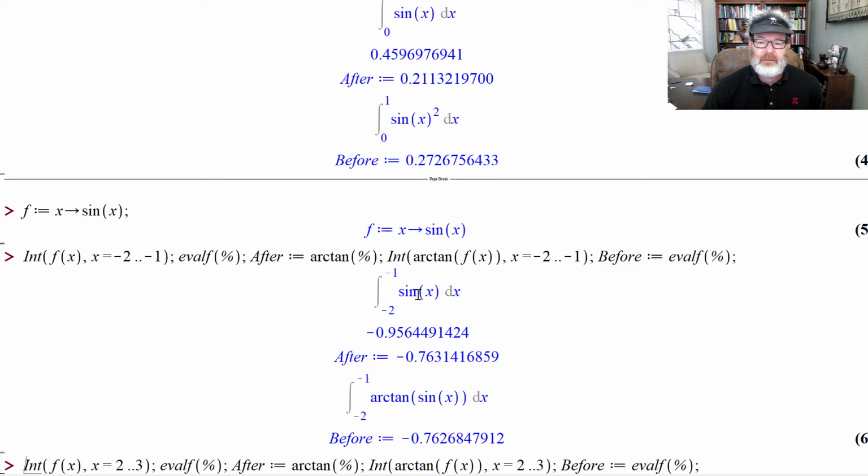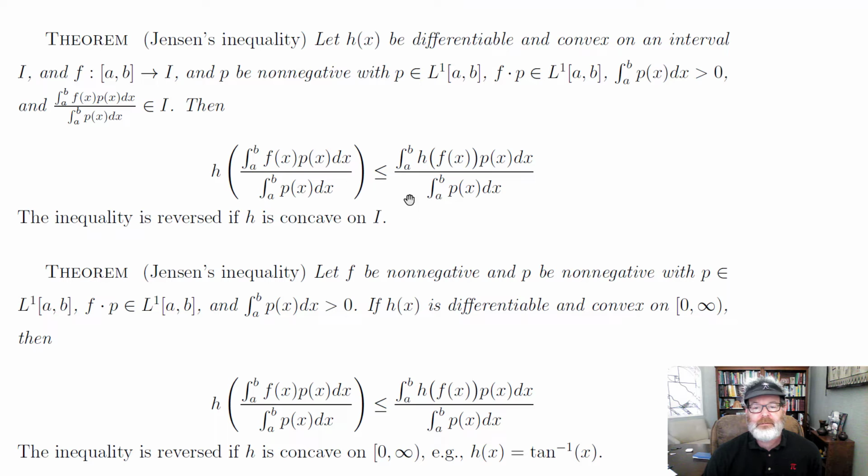And so if I integrate sine, again the length of the interval is 1, I get this. And then if I put that result into my convex function arctan, after I integrate, I get this. Or if I compose sine into arctan before I integrate, I get this. And then doing it before you integrate is bigger. It's actually smaller in magnitude, but since they're negative, this number is greater than that number. So that was an example where I'm not going to worry about being positive.